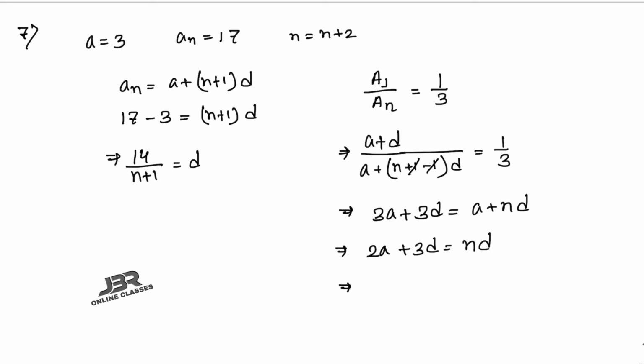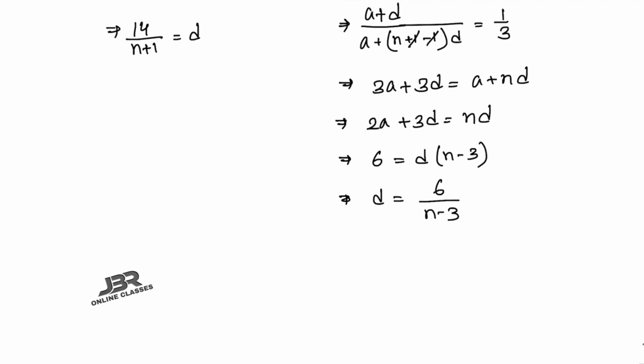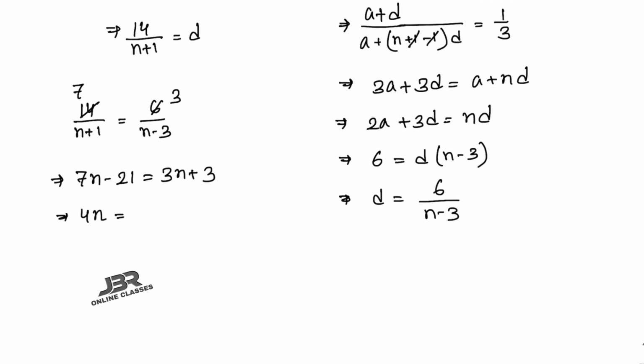So here 2a, so that means 2 into 3, so 6, and if d common, it's n minus 3. So that implies you can write down d equal to 6 by n minus 3. As d equal to 6 by n minus 3, here 14 by n plus 1. So you can write down 14 by n plus 1 equal to 6 by n minus 3. 2 sevens are 14, 2 threes are 6. Now cross multiply, 7n minus 21 equal to 3n plus 3. So that one equal to 4n equal to 24. So n equal to 6 as your answer.